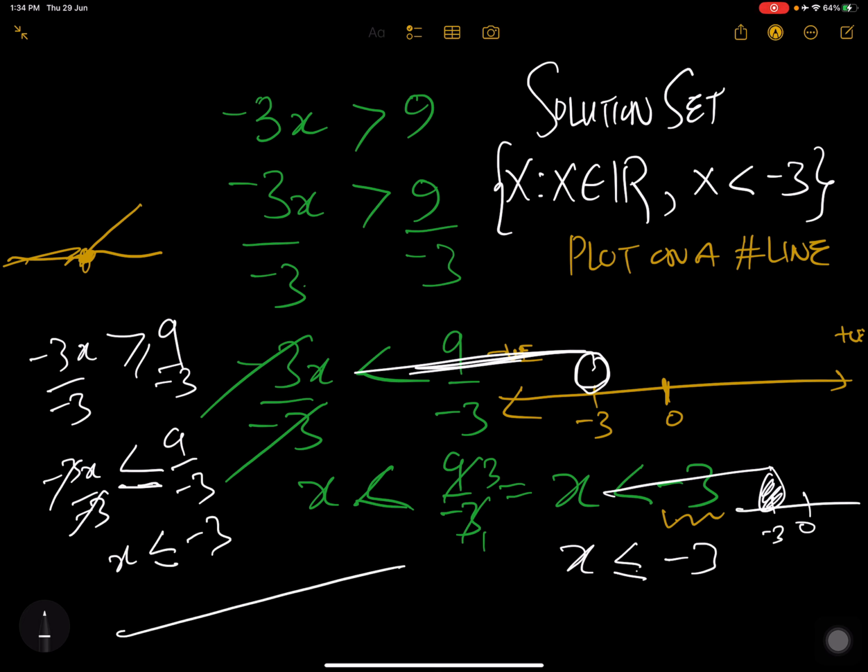And when we plot this, the negative 3 is still here. We draw the circle. The elbow is to the left, but we're going to shade inside to show that it includes the value negative 3. So that's basically the difference.